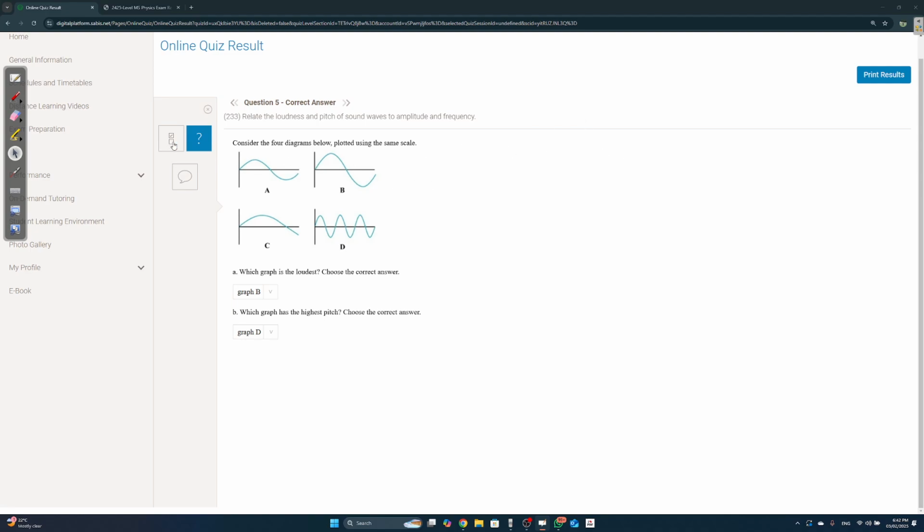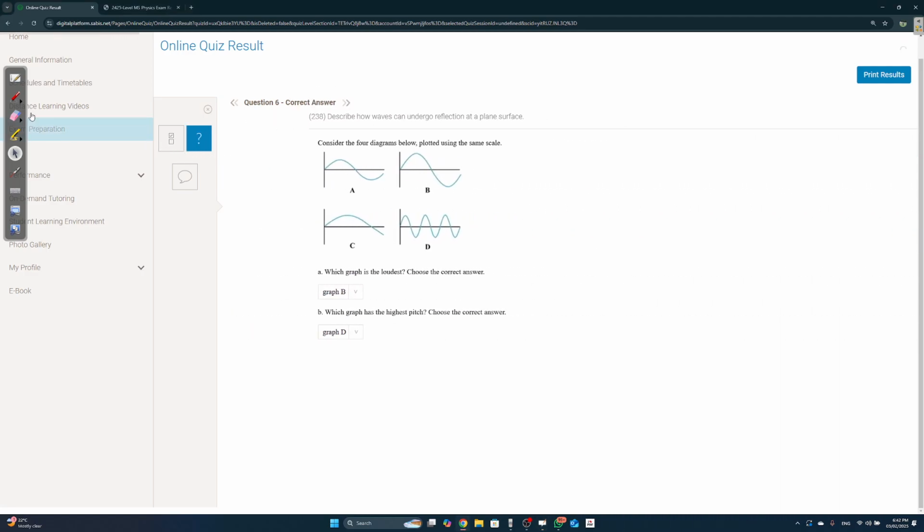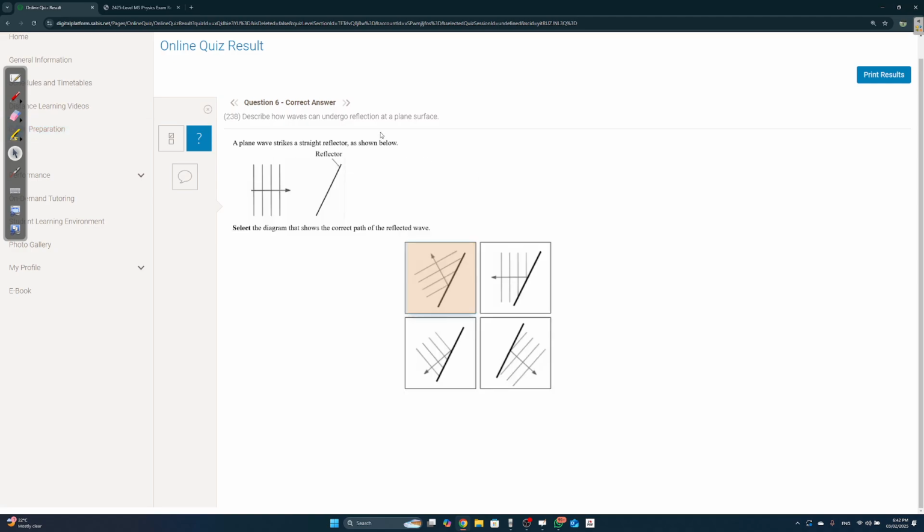Which graph here is the loudest? Obviously, the one that's loudest is the one with the higher amplitude, and the one with the higher amplitude is B. Which has the highest pitch? The one that has the most frequency, which is D. Very easy. Question 6. Okay, reflected waves.